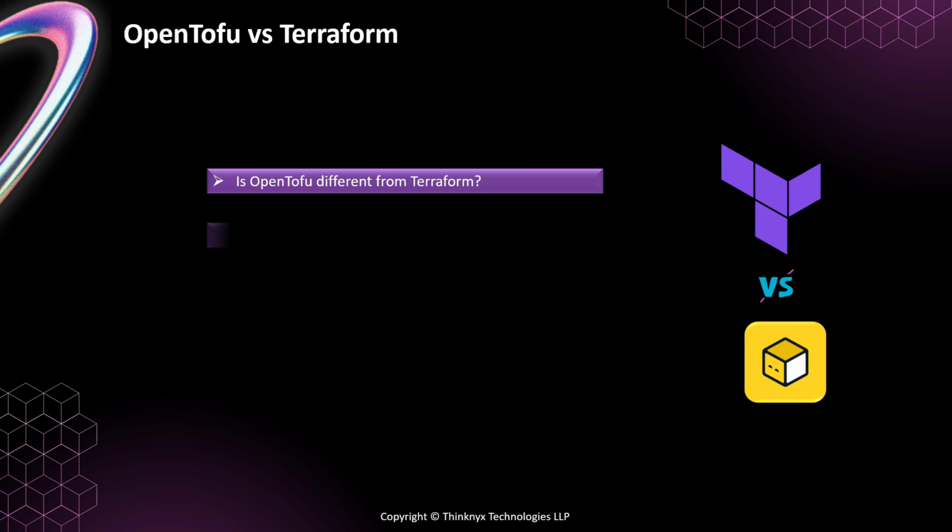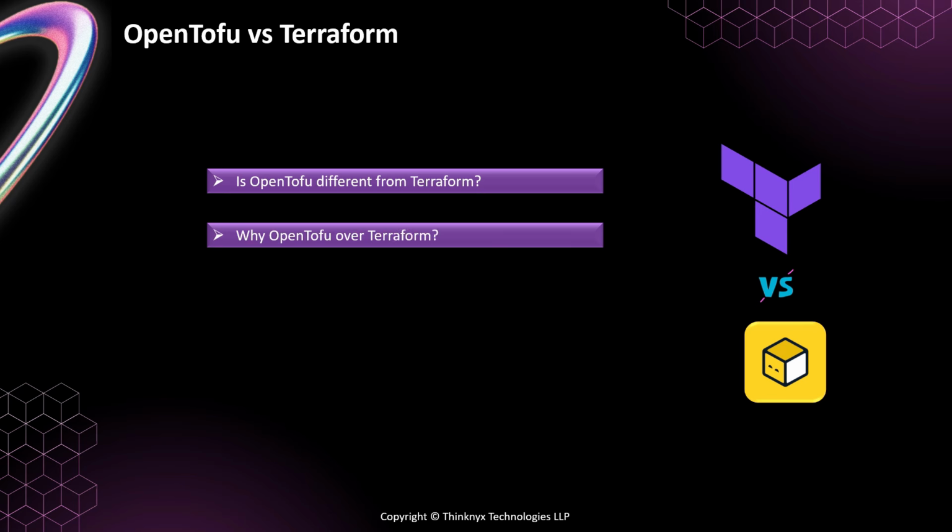The next question might be, why OpenTofu over Terraform? Initially, Terraform was released as an open source project. However, in August 2023, HashiCorp announced a sudden transition to a non-open source license known as BUSL. This license makes the source code available, but does not classify it as open source, imposing various limitations on its use. OpenTofu is designed to serve as a seamless replacement for traditional Terraform. It is entirely open source, ensuring unrestricted access and usage.